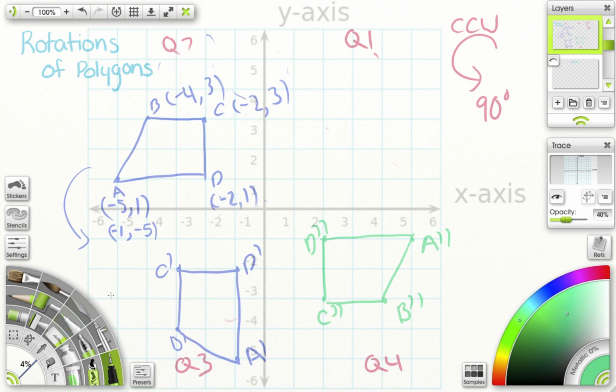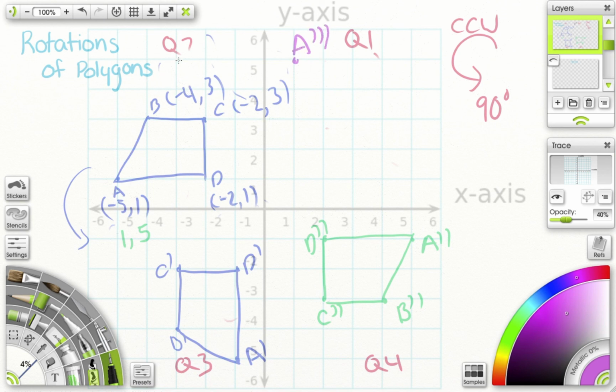And last but not least, our 270. So to do 270, I basically switch them around, except if I know I'm ending up in this quadrant, both numbers must be positive. So that's my giveaway right there. So A, I switch them around, so it becomes 1, -5. However, in order to end up in this quadrant, they both have to be positive. So I do 1, +5. So 1 up to +5 is A prime prime prime.